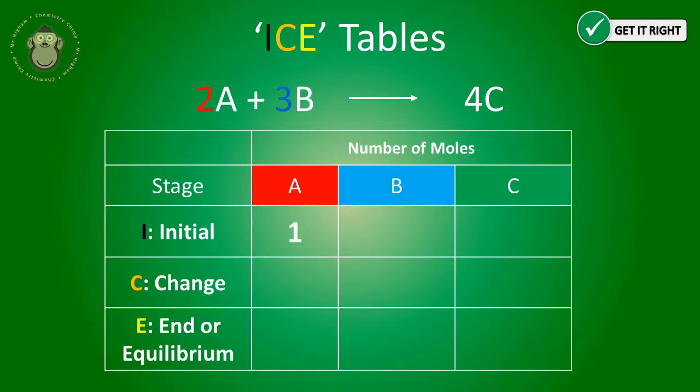So again, you could be given, or you have to calculate that you've got 1 mole of A at the start, and then you would maybe be given 2 moles of B, and right at the start, before anything's reacted, we've got 0 moles of C.